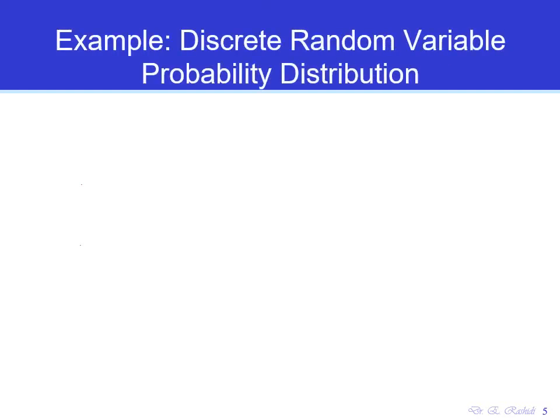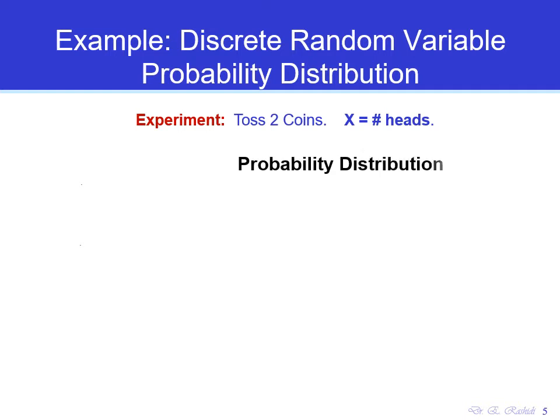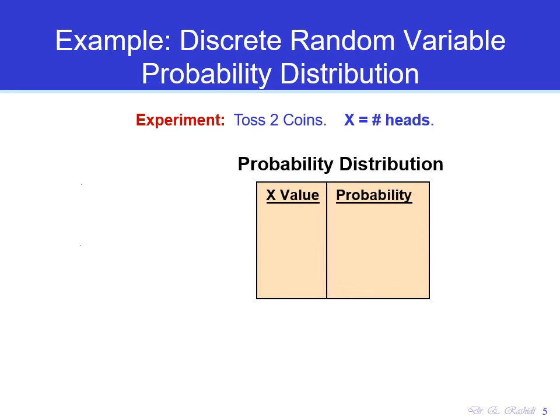Let's see an example of a discrete random variable for a probability distribution. Suppose we want to conduct a simple experiment. We want to toss 2 coins, and we define the random variable x as the number of heads that we would get. So we can build this probability distribution table like here. We're going to put the values of the variable x in the first column and its corresponding probabilities in the second column.